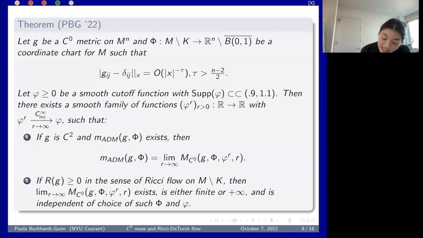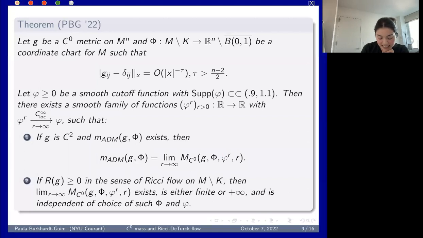Then there exists a smooth family of functions, phi_r. Here r is the radius, which is going to vary. This family somehow corresponds to phi, such that the following two things are true. First of all, if I'm in the classical setting and I know the ADM mass exists, then the limit as R goes to infinity of the C0 local mass computed with respect to this family of test functions phi_r will converge to the ADM mass. No surprises there. This is basically what I told you earlier, except now we're letting phi vary.